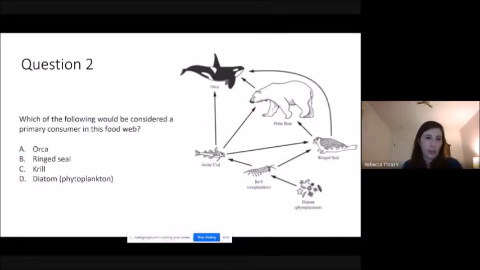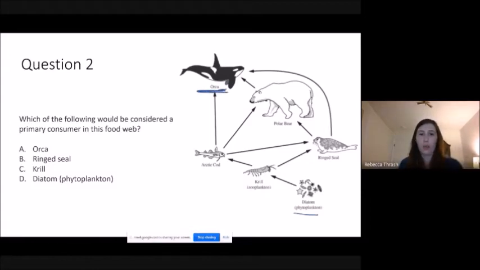So question 2, which of the following would be considered a primary consumer in this food web? Let's take a look at all of the individuals that are shown here. We've got phytoplankton that are being eaten by zooplankton and then Arctic cod. Ring seal can also eat the krill, and polar bears feed on cod and seals, and orcas can feed on all of these individuals. So again, this would be our top consumer.